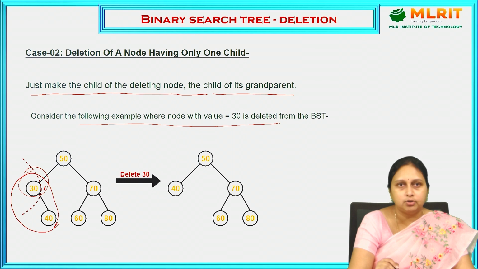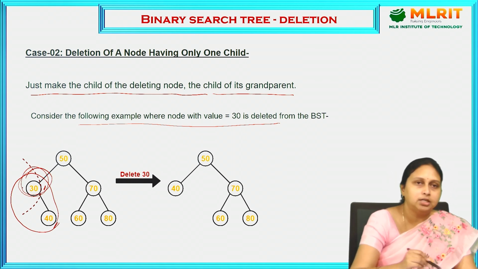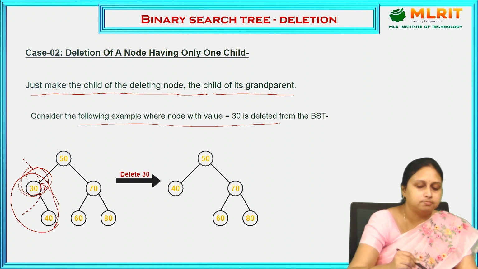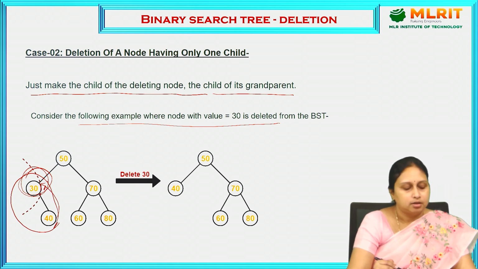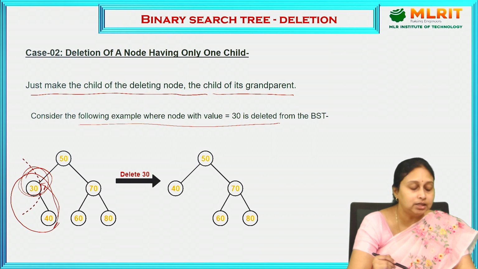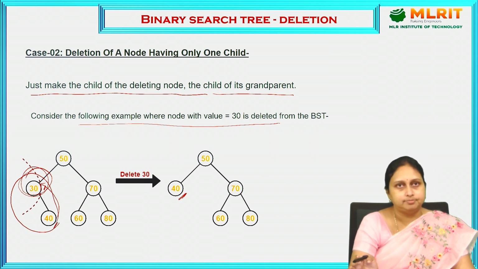Now, what do I need to do? I am going to remove this 30 from here and replace it with its child. I am going to replace it with the child, either the left child or the right child, whichever I have, and that is going to take the place of the deleted element. That means we are going to get 40 here. I think you are getting it.